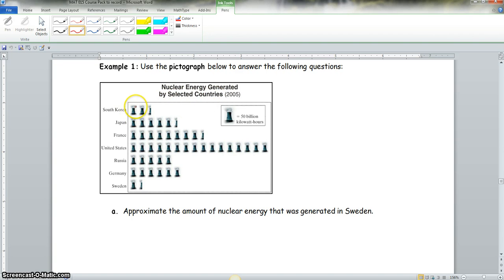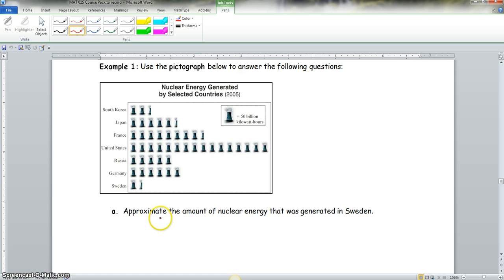Now, we know that for nuclear energy, it almost looks like a mini silo that has smoke coming out of it, but that equals 50 billion kilowatts. And we can assume that this is half, so that'd be about 25 billion kilowatts. It says approximate the amount of nuclear energy that was generated in Sweden. So we'll look here at Sweden. We have what looks like 1.5.